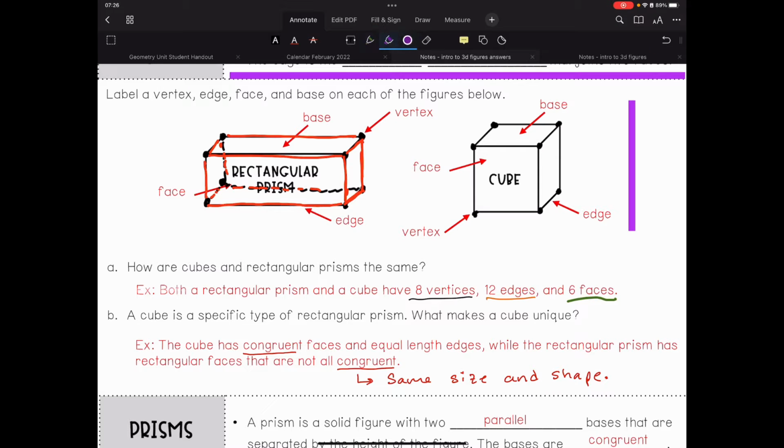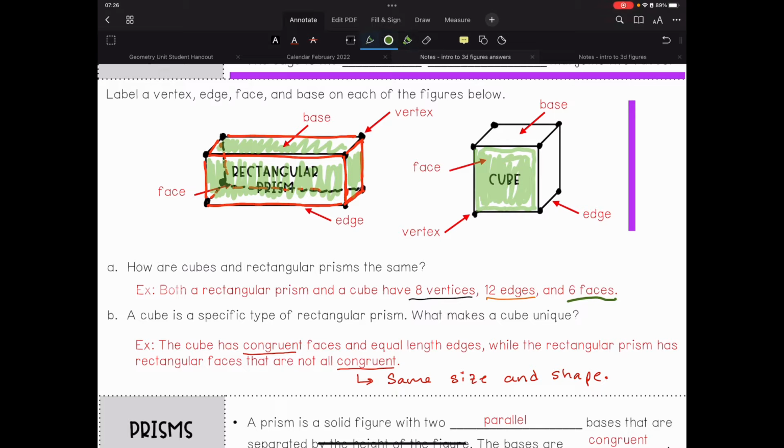Let's do this in highlighter. So we have a face here. That's the front. There's the right side, the top, the back, the bottom, and so on. If we look at the cube, it's the same thing. So this right here is a face. This would be the front face.